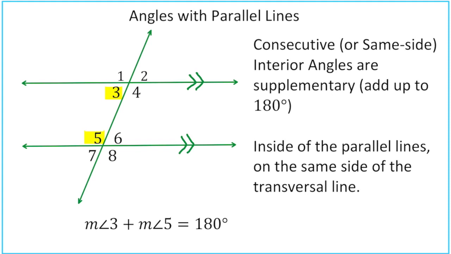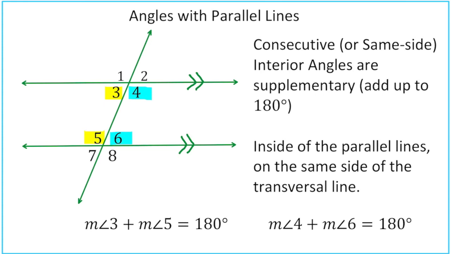But when we want to define what's going on with consecutive interior, we want to talk about that they add up to 180 degrees. So that's why you can see that M, which refers to the number of degrees. So the degrees of angle 3 plus the degrees of angle 5 add up to 180 degrees. The other pair of consecutive or same side interior angles would be angle 4 and angle 6. So we can write the measure of angle 4 plus the measure of angle 6 equals 180 degrees.